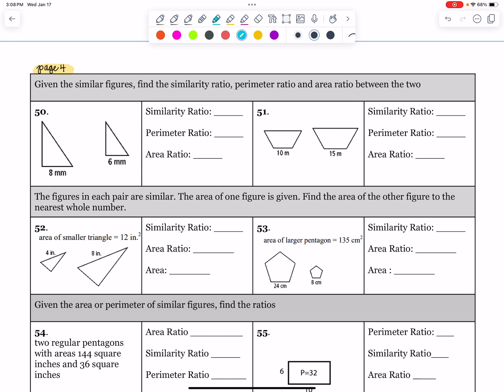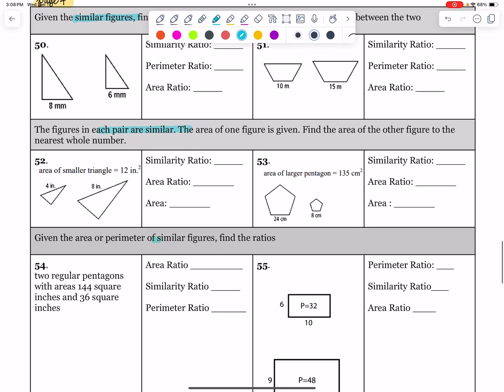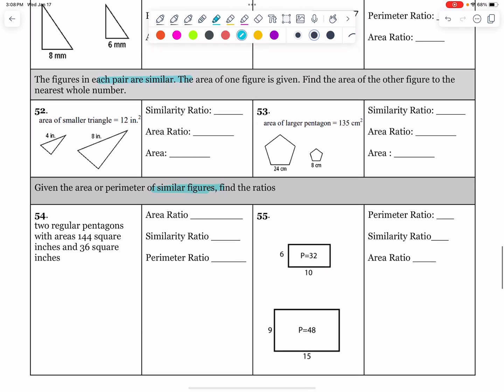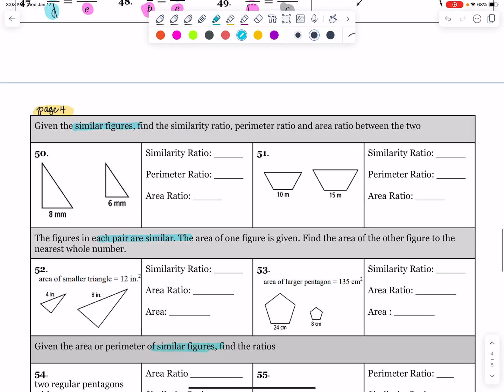So notice that it starts within the directions, given the similar figures. The next set says the figures in each pair are similar. And then it says similar figures again. So all of this has to do with when figures are similar, and there are certain ratios that exist between the area and the perimeter of similar figures.